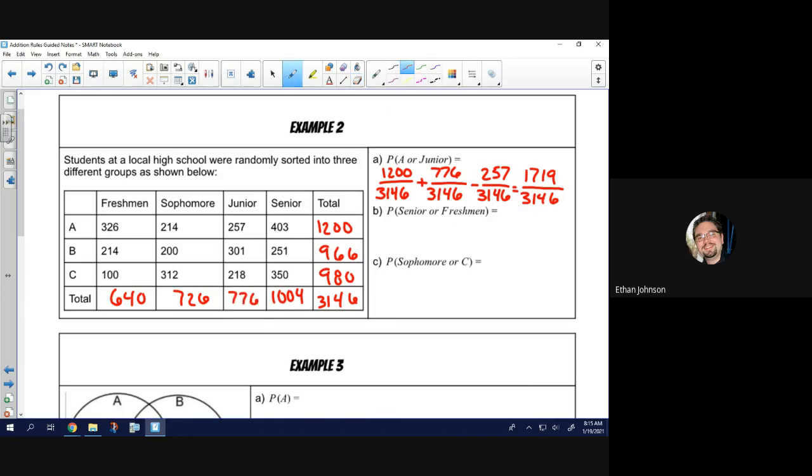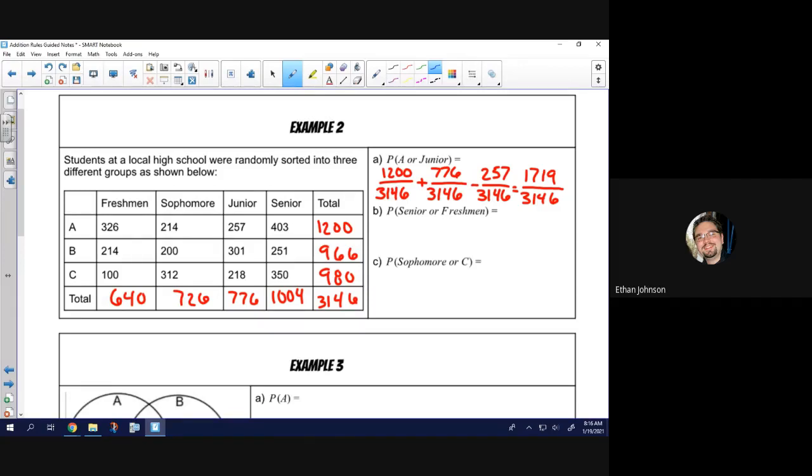Okay, second one. Probability of a senior or a freshman. So let's see if there is an overlap. Senior or freshman. Did I have an overlap? No, I did not. And if we think about it, you can't be both a senior and a freshman at the same time. So this one is mutually exclusive.